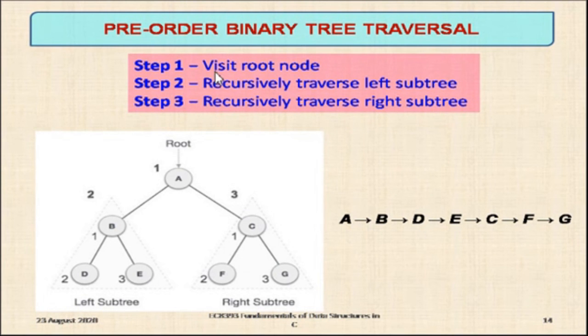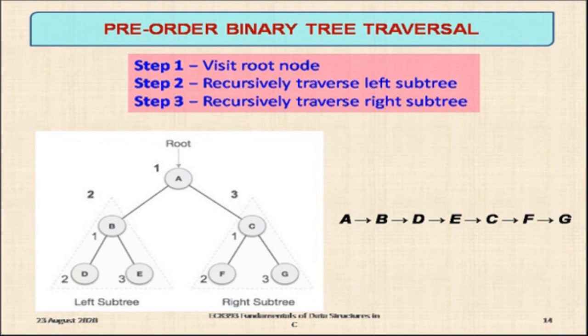Here the first step is to visit the root node first, then traverse the left subtree recursively, and then traverse the right subtree recursively. So the first step is to visit the node A; you write down the value of the root node, that is A. Then traverse the left subtree. The rule is to first visit the root B, then the left subtree D, then right E. Once the entire left subtree is traversed, you go to the right. Again the same procedure: this is the root C, then F and G.